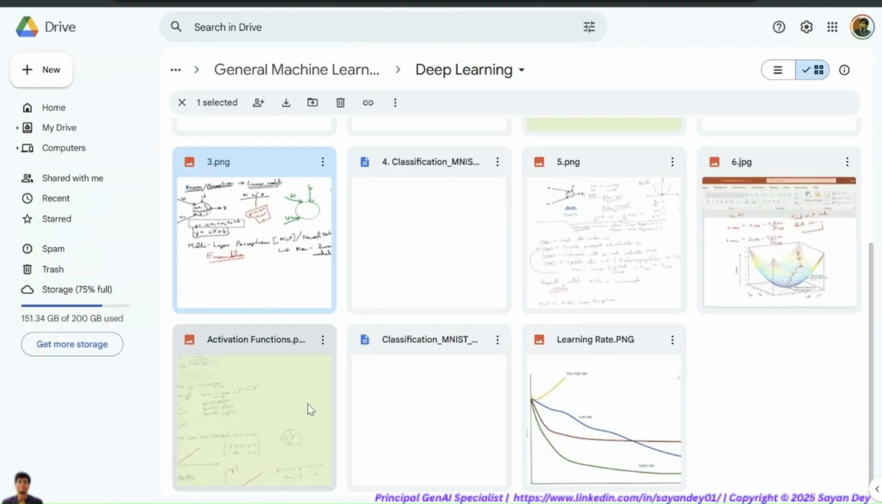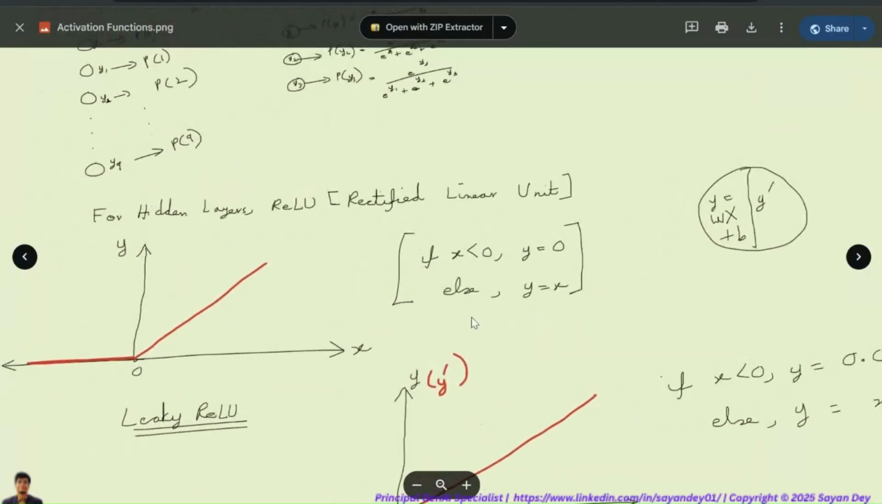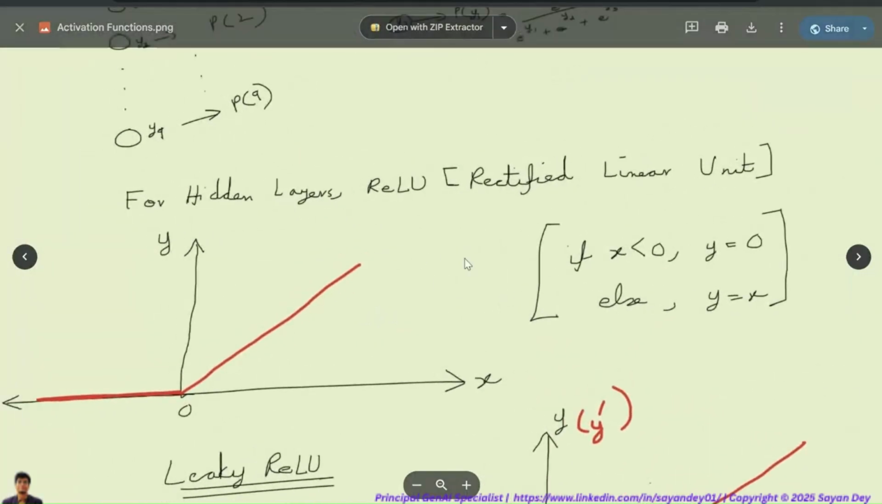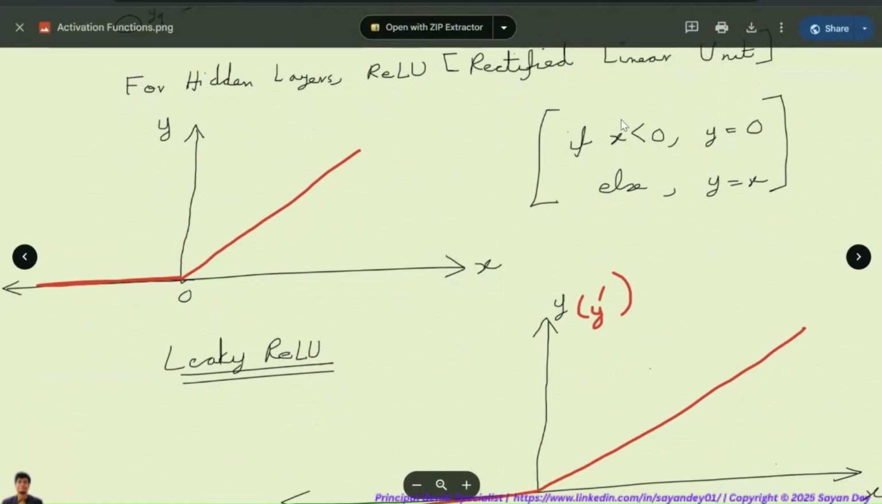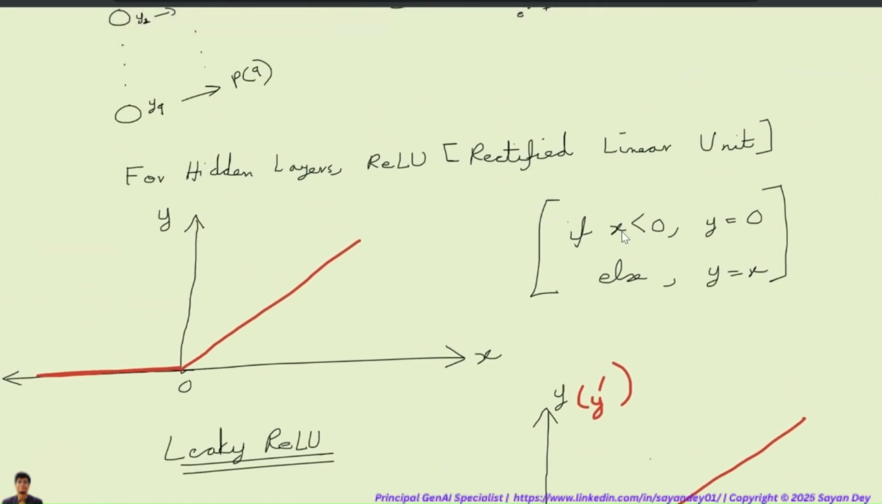ReLU activation, that's the mathematical part. What ReLU does behind the scenes is something like this. Mathematically, this is exactly what ReLU does. ReLU stands for rectified linear unit. This is one of the best activation functions that we use. You got it right, this is the math behind ReLU.